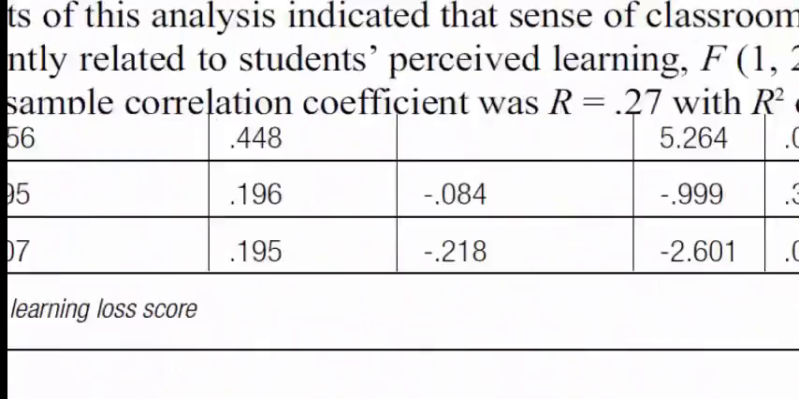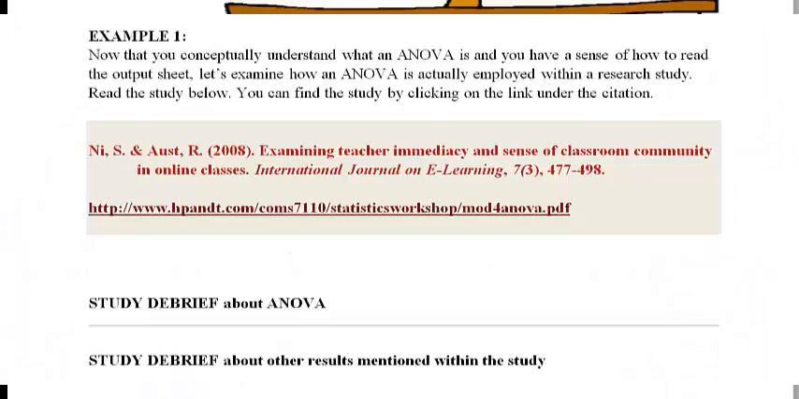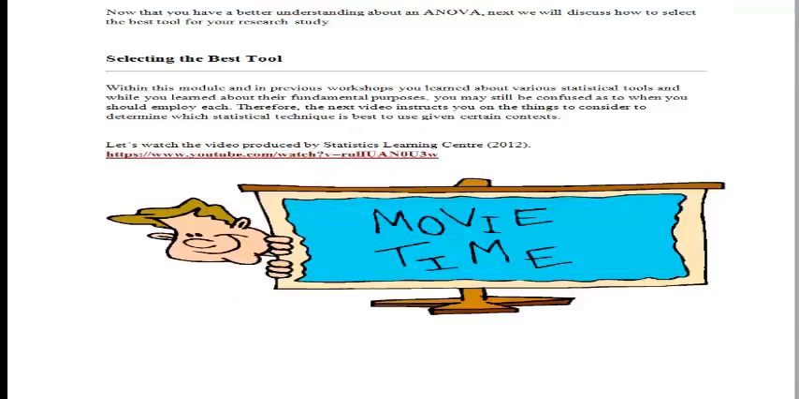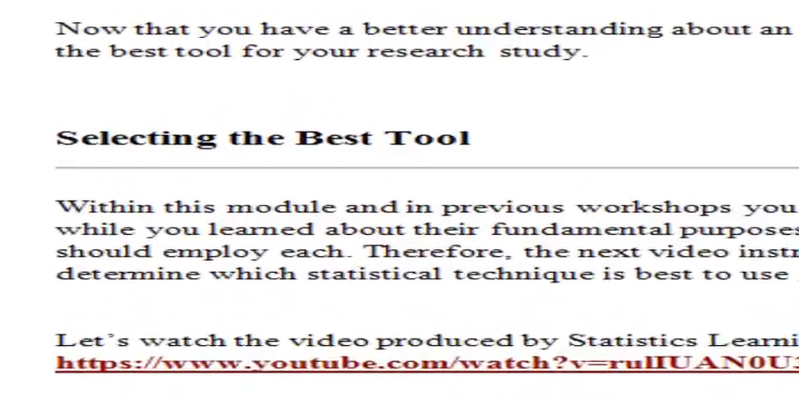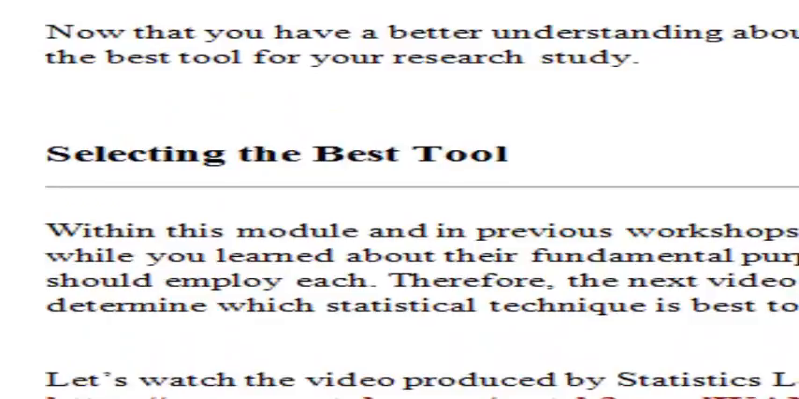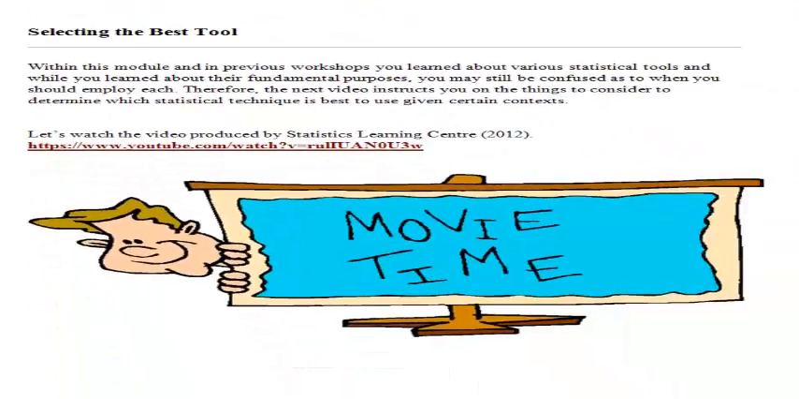Okay, so we will end there, and we will go on to page 9. So you have a better understanding of ANOVA. We've had a few practices in interpreting the outputs. We've looked at some studies. And now we want to reinforce what is the best statistical tool to use when you are designing research studies. So the next video will help you determine what tool is best for the various purposes. So go ahead and stop the video and then watch this movie.